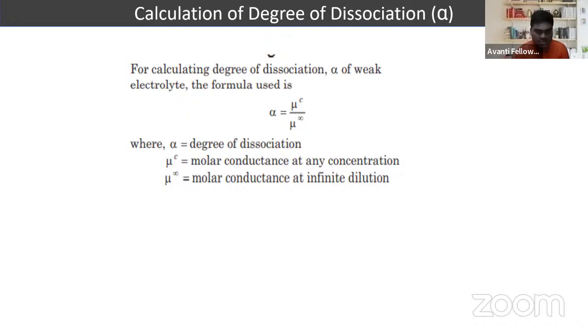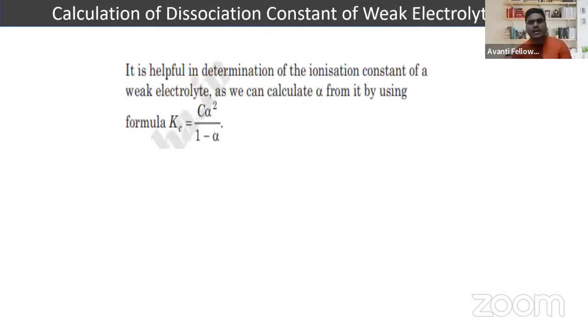So for calculating the degree of dissociation, alpha, of a weak electrolyte, the formula we use is like this. Alpha is equal to the molar conductivity at the concentration upon the limiting molar conductivity at infinite dilution, or we say zero concentration. So this is how we can actually calculate the degree of dissociation. I hope this is clear to you. So this is all we already discussed.